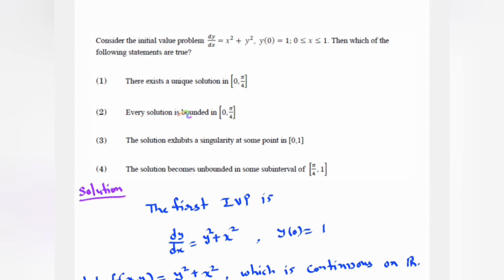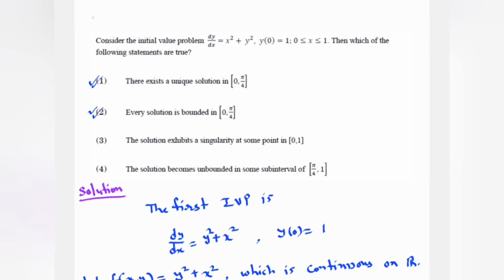As we know, every solution is bounded in 0 to pi by 4. Since the solution blows up past 1, before 1 in the interval 0 to 1 the solution will remain bounded. So the solution y(x) will be bounded in 0 to pi by 4, which is a part of the interval 0 to 1. So the first option is correct.